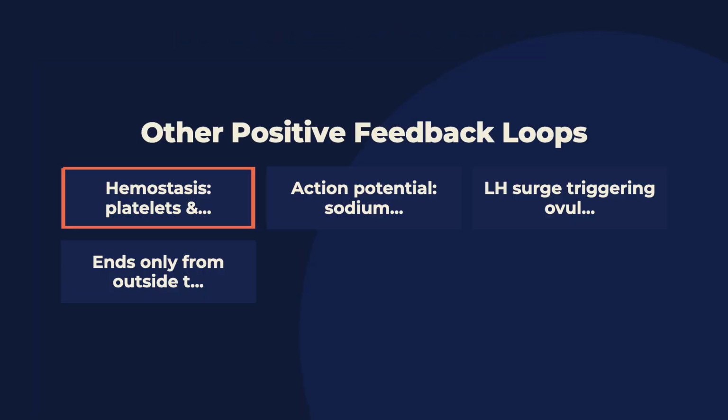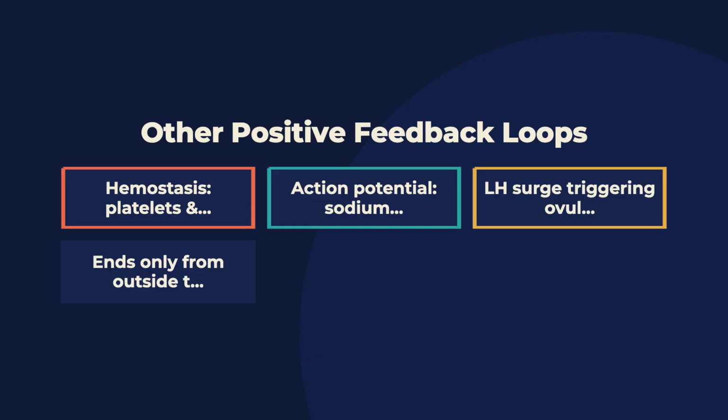Homeostasis works the same way. Platelets recruit more platelets, and clotting factors activate each other until a fibrin mesh seals the vessel. The neuron's action potential and the LH surge that triggers ovulation escalate identically, and in every case something outside the loop, not the loop itself, brings it to an end.